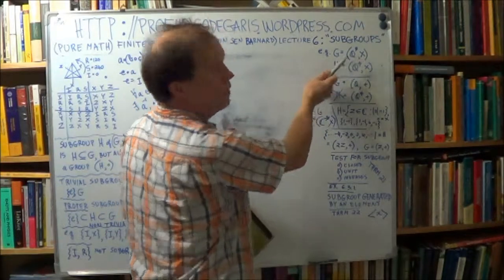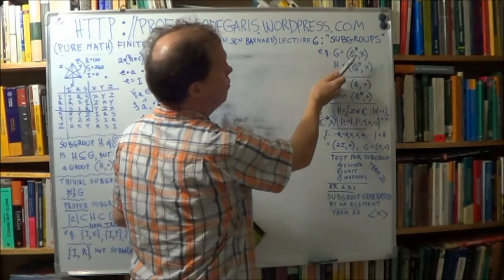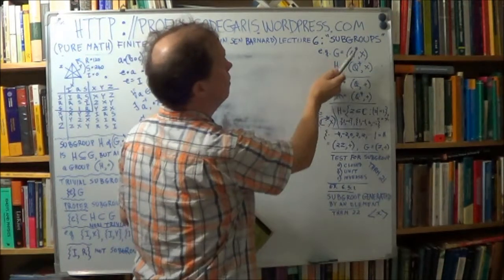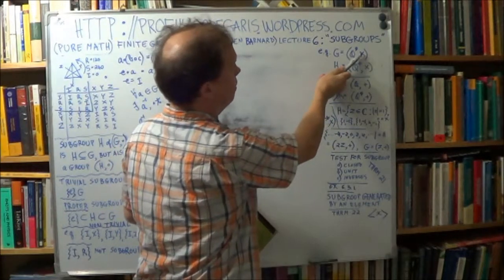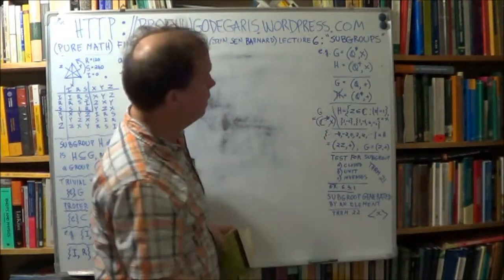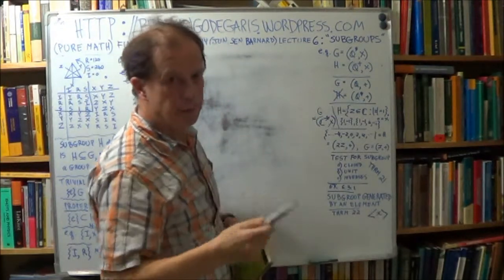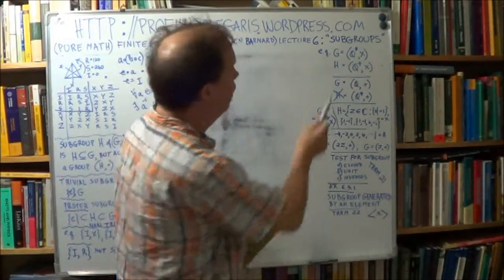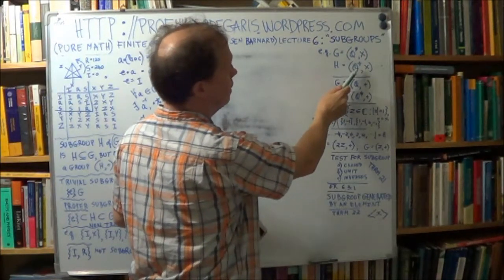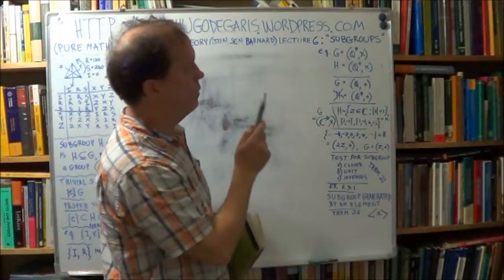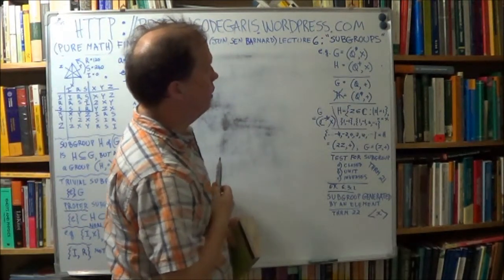But here we have a concrete example of a set. It's the non-zero, or starred, non-zero rationals, and the binary operator is multiply. Now, can you see that H is a subgroup of G, and the set is the positive rationals, and again the binary operator is multiply.